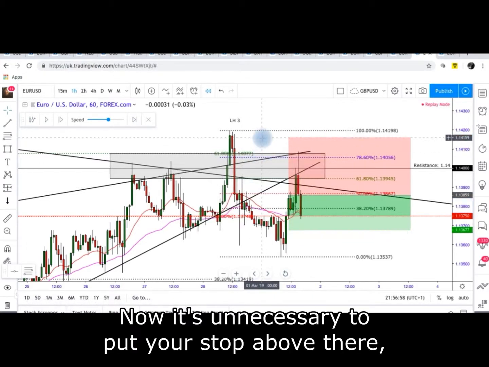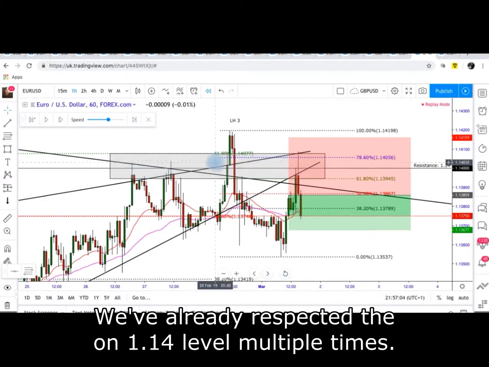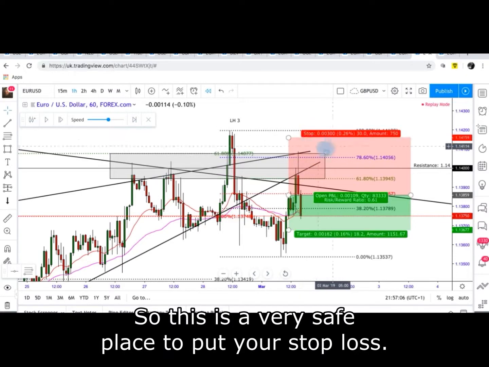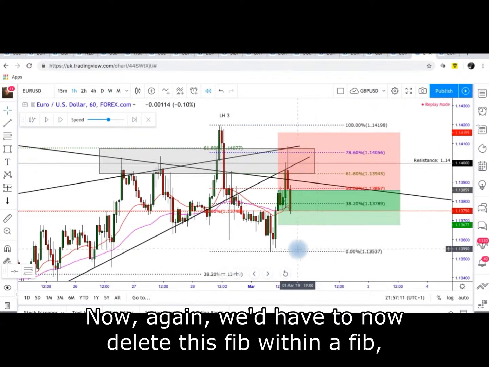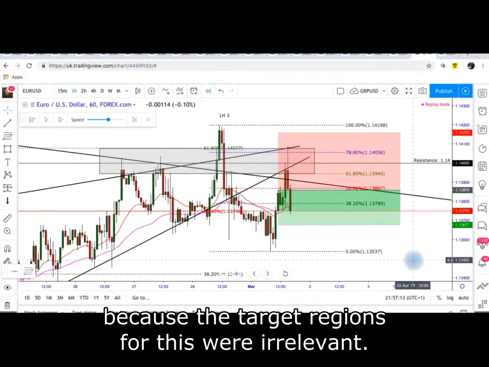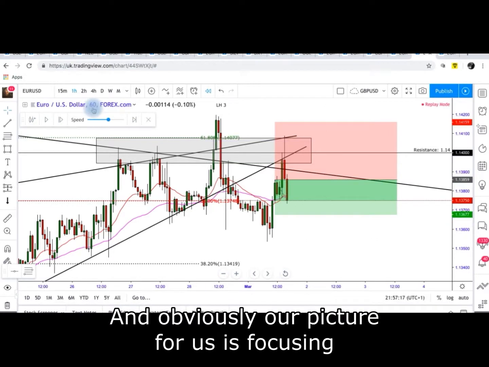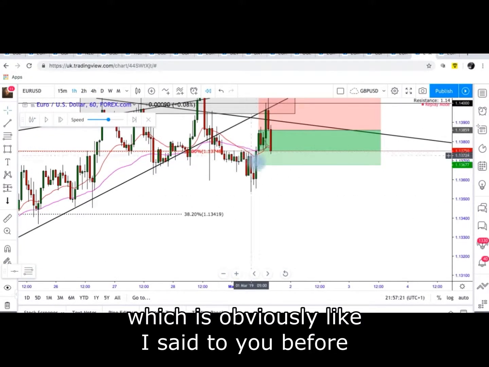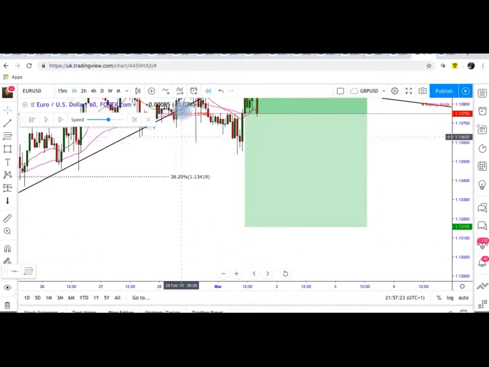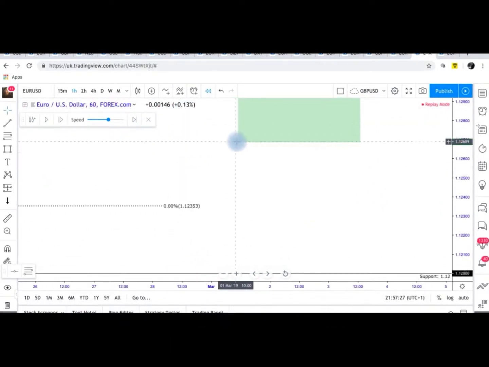Like so. Now it's unnecessary to put your stop above here because we have already broken this counter trend line. We've already respected the 114 level multiple times. So this is a very safe place to put your stop loss. Now again, we'd have to delete this fib within a fib because the target regions for this are irrelevant. They're very small targets. And obviously our focus is on the main target, which is, like I said to you before, the 0%, which is a lot further down, which is here.